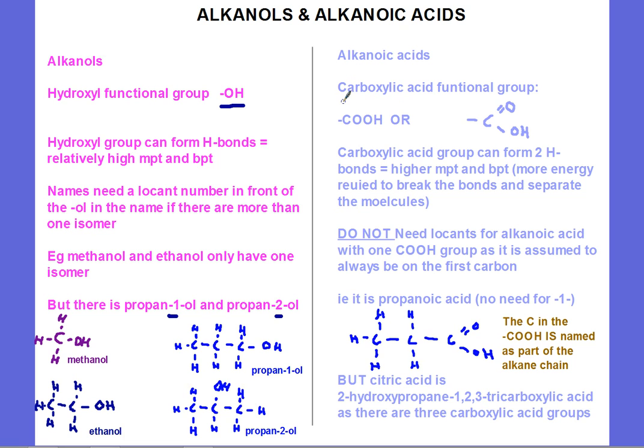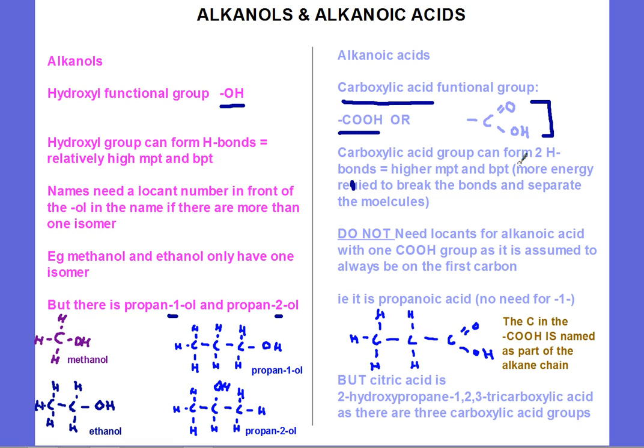Alkanoic acids have the carboxylic acid functional group, and you need to know this functional group. That's the carboxylic acid functional group. Sometimes you'll see it written as COOH, sometimes in its full structural form. Now this can form two hydrogen bonds per molecule, and therefore they've got higher melting points and boiling points, and more energy required to break the bonds and separate the molecules than the alkanols.